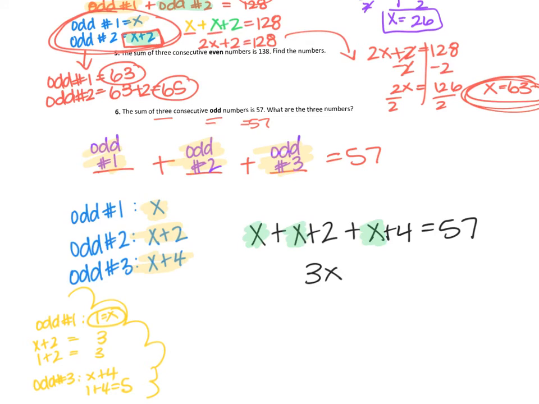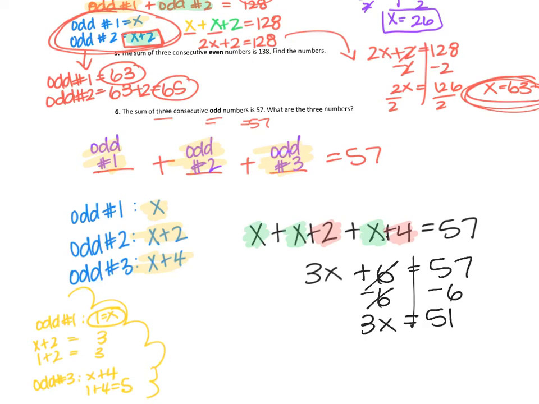And as far as our whole numbers go, we have a plus 2 and a plus 4. So that'll make a plus 6 equals 57. Subtract your 6 from both sides. You get 3x equals 51. Divide by 3, and you get x equals 17.